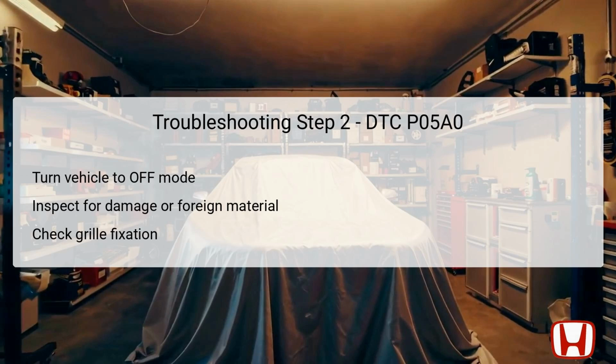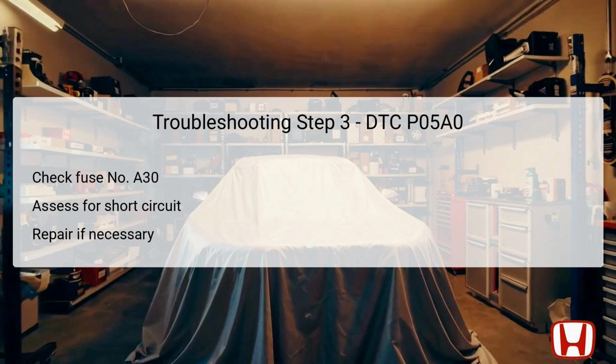However, if damage is found, repair or reassemble the shutter grille to its proper condition before continuing. In this step, check fuse number A30, which is integral to the +B shutter grille upper line.